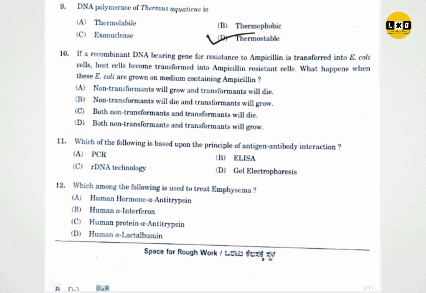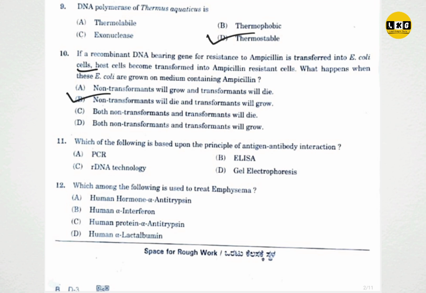Next, 10th one. If a recombinant DNA bearing gene for resistance to ampicillin is transferred into E. coli cell, the host cell becomes transformed into an ampicillin resistant cell. What happens when these E. coli are grown on the medium containing ampicillin? So, here this E. coli is a transformant. The transformant will grow in the ampicillin, whereas the non-transformant will not grow in the ampicillin and will die. So, option B, non-transformants will die and transformants will grow.